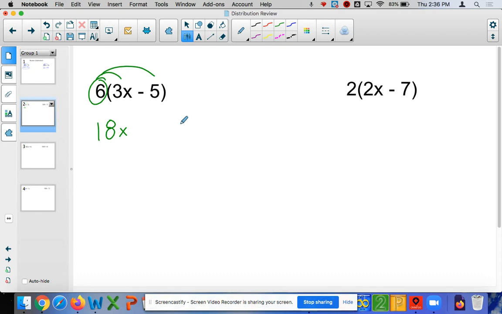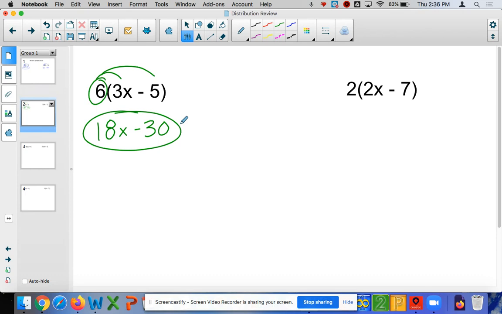Here we got to be careful. We have a positive 6 times a negative 5. Plug that into your calculator if you need help. But that should get you negative 30. So we say minus 30. And there's our answer right there.